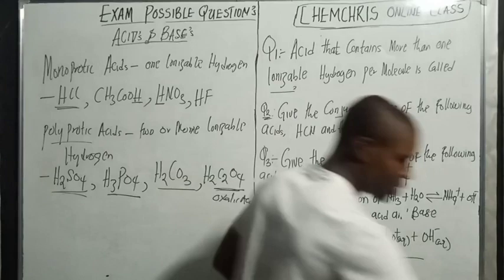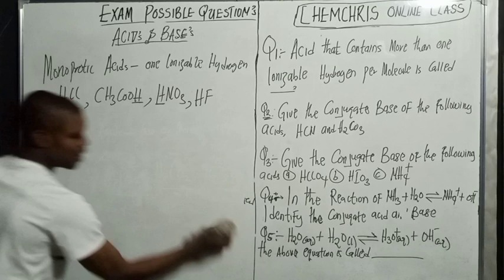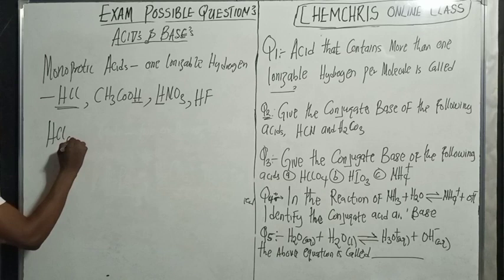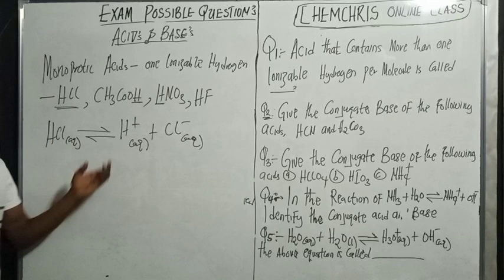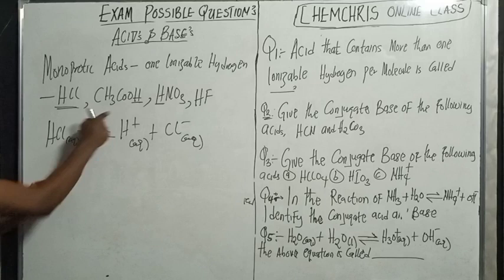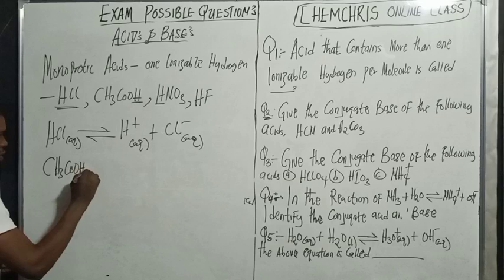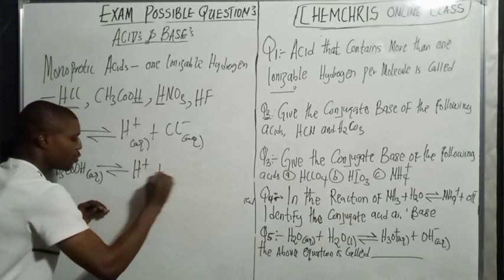If you look at it very well, let me break some down. Look at the monoprotic acids. Let us ionize. You have HCl, and when you ionize it, you have H plus and Cl minus. That is, it has only one hydrogen. Another example, you have CH3COOH. Here we have H plus and CH3COO minus. Can you see that?